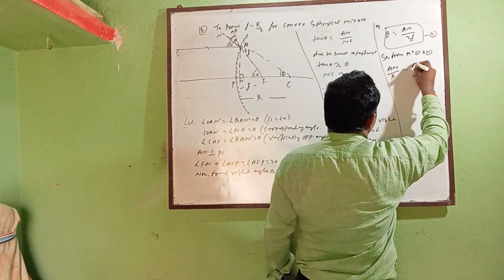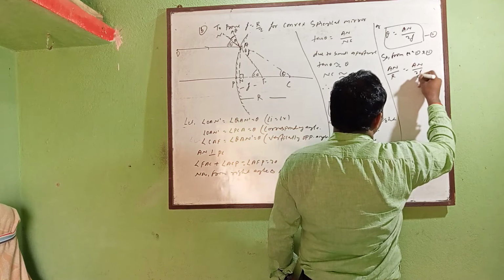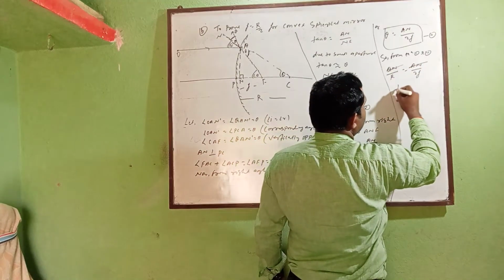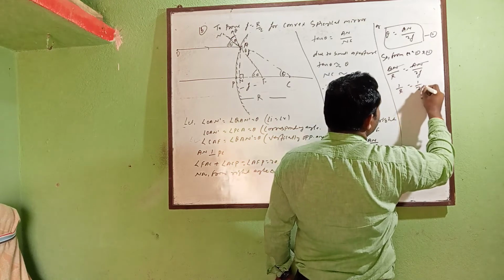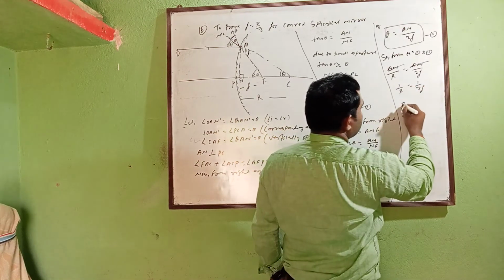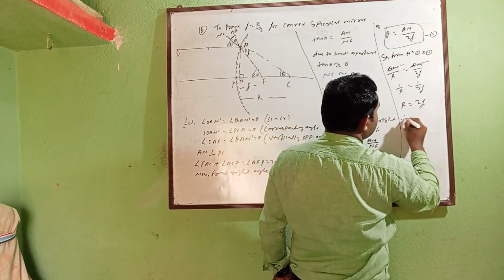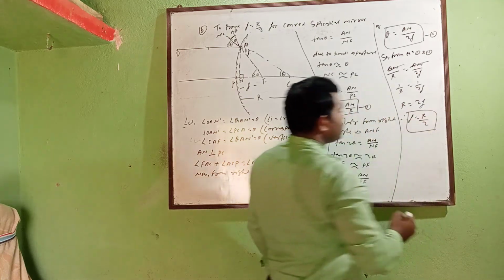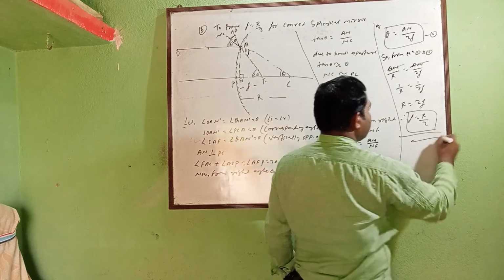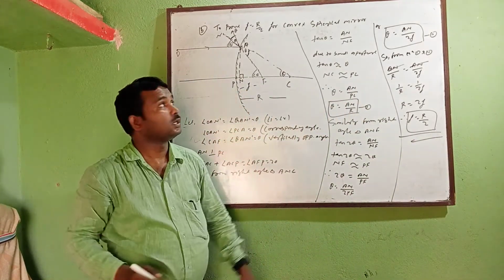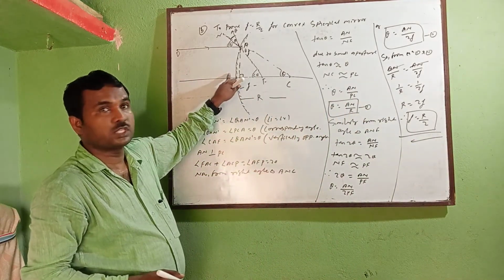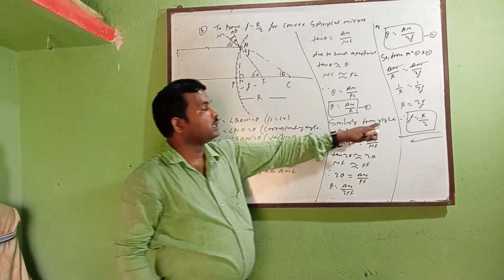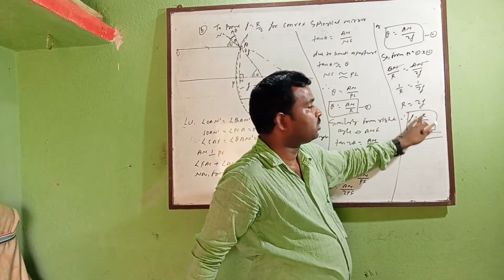AN by R equals AN by 2F. This AN and AN will cancel out. Then finally we write 1 by R equals 1 by 2F. Now you can reverse this, so R equals 2F. Therefore F equals R by 2. This is the final result that we got with the help of the convex spherical mirror. We got the relation between focal length and radius of curvature, that is F equals R by 2.